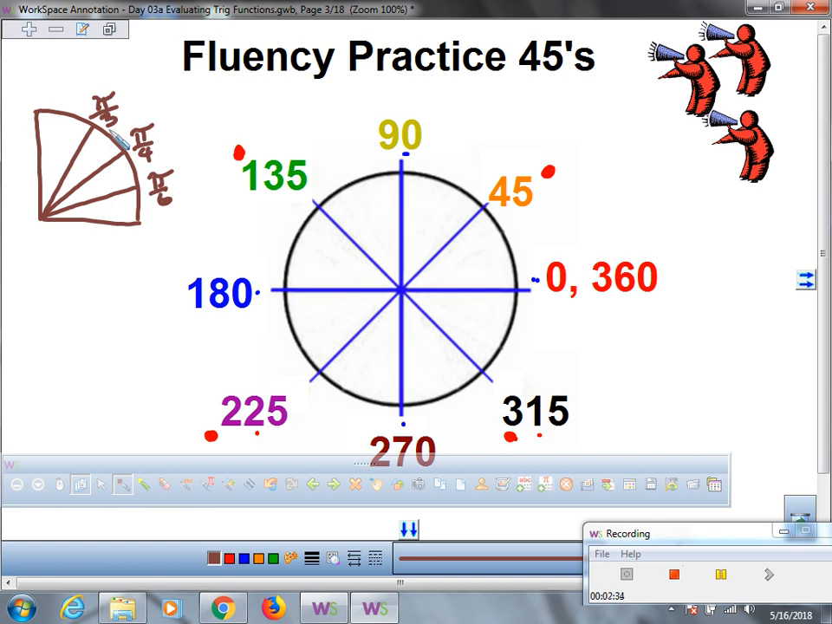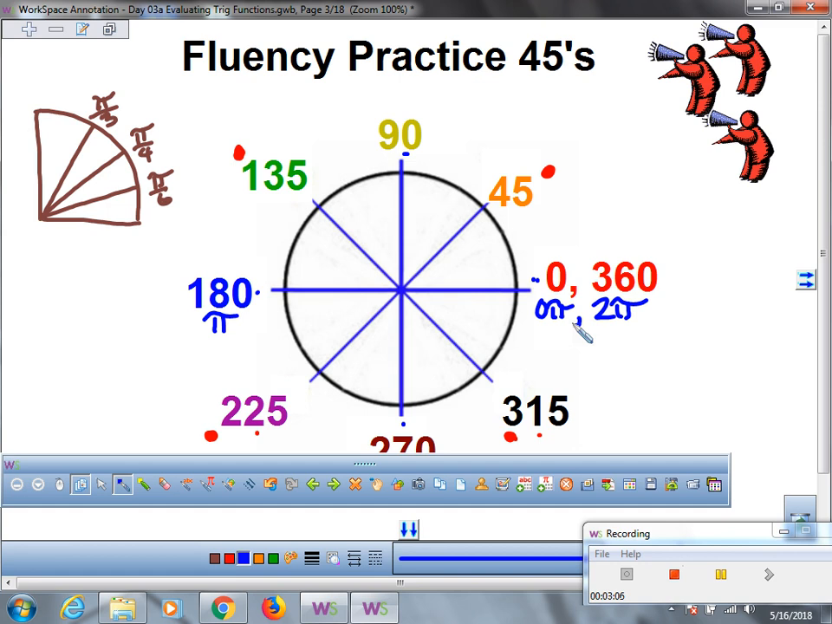Okay? So I'm going to go through my 45s. I always do my benchmarks first. So this is 0 pi. This is pi. All the way around is 2 pi. Thank you, Robert. All right, now that I have my full pi's and my 2 pi's, I'm going to go to my halves.